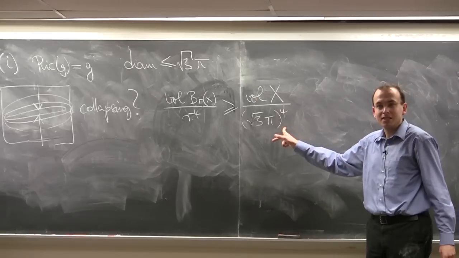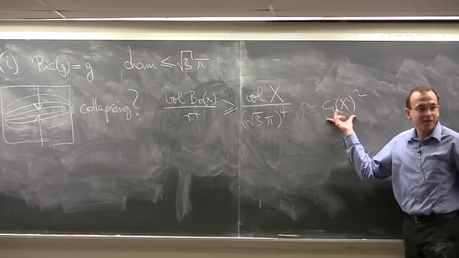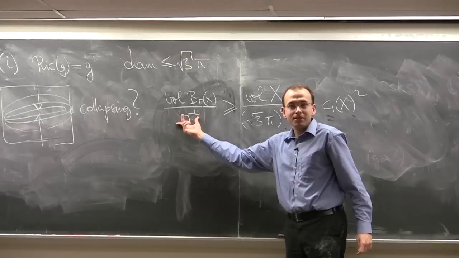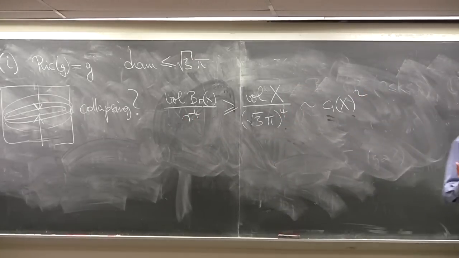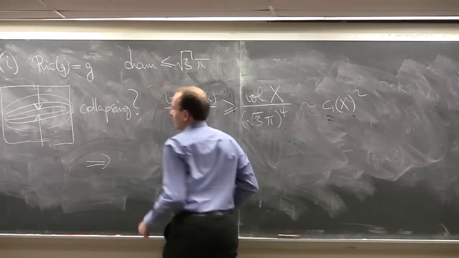So up to this normalizing factor here, this is basically C1 of x squared. So that's a topological invariant. So there's a topological lower bound on this volume ratio. And this means that geodesic balls of radius r look uniformly four-dimensional on all scales r.